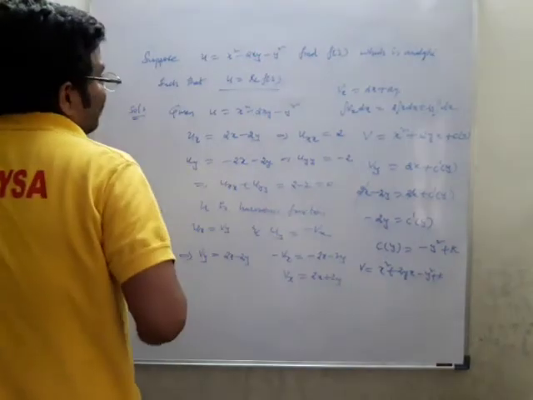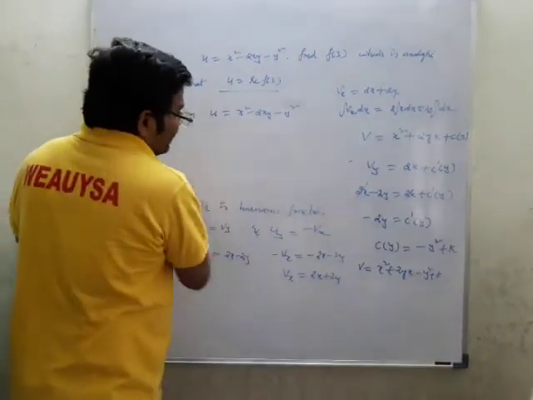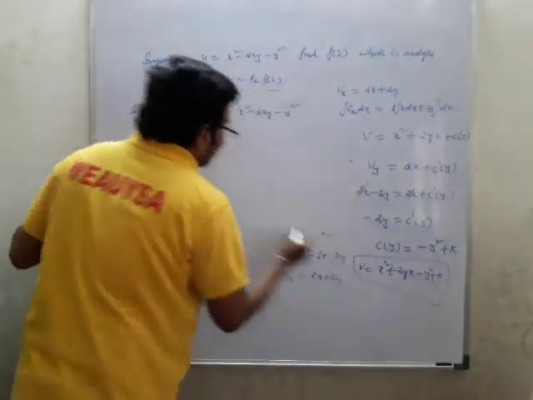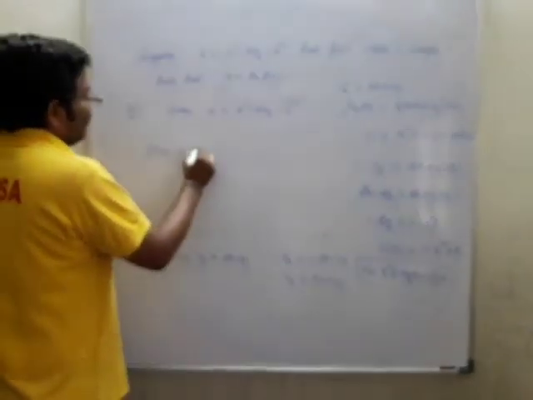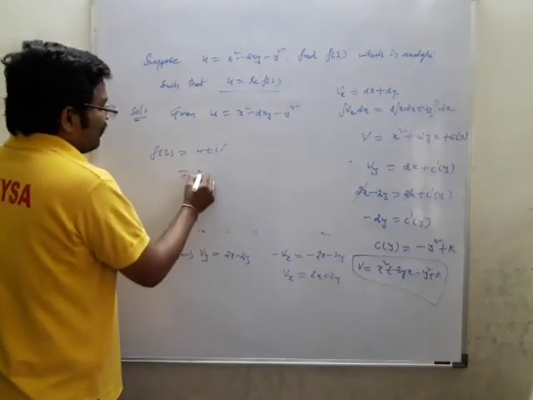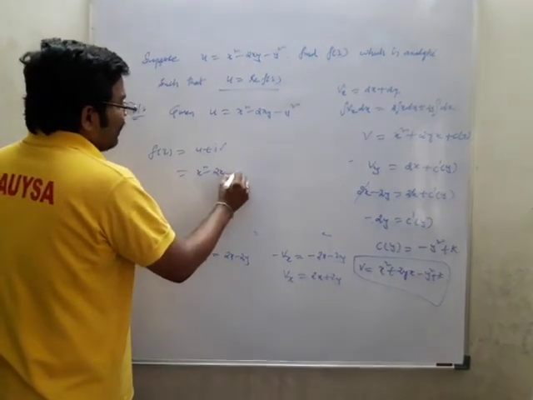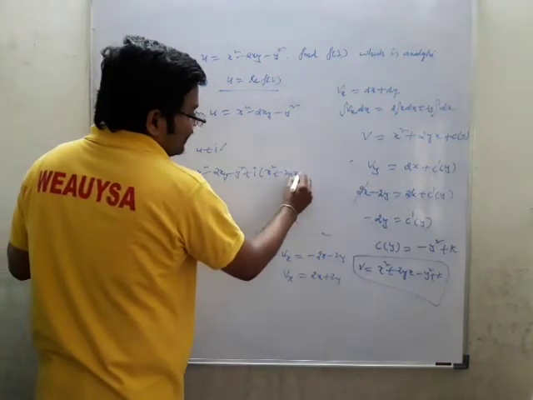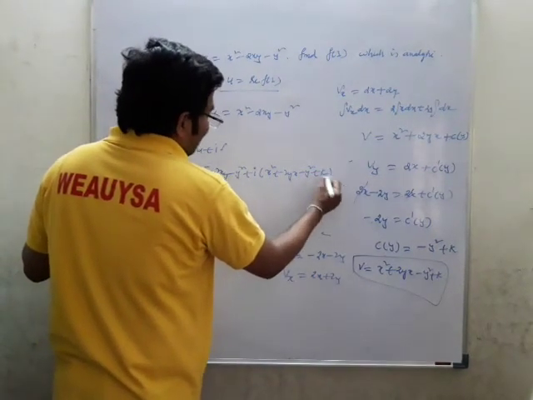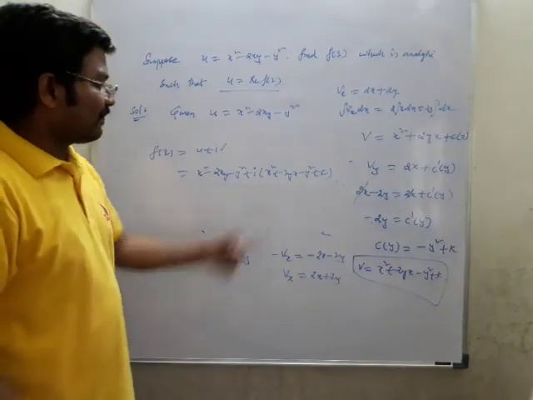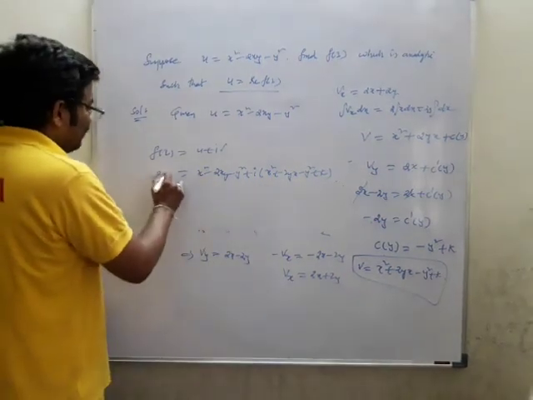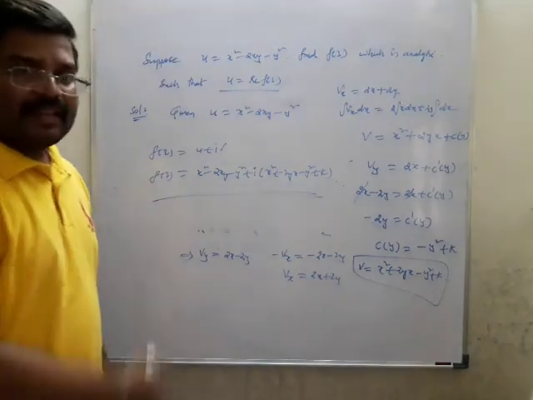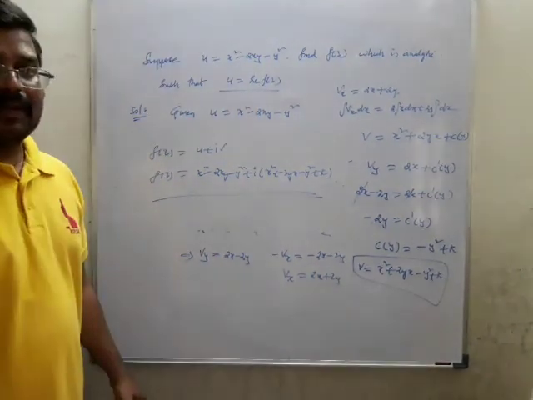Now this is what we have: u and v also we got. So f of z is equal to u plus iv, which is x square minus 2xy minus y square plus i times x square plus 2yx minus y square plus k. Now this is what you got. You can reshuffle this and write it in the form of z square terms. Okay, I hope you understood this problem. Thank you.